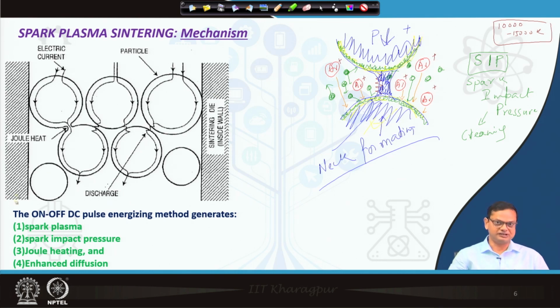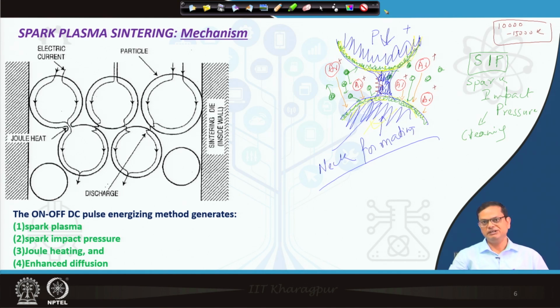Now, the process has been mentioned here as well. It leads to creation of spark plasma, and then I have mentioned spark impact pressure, that phenomenon takes place. There will be a certain amount of Joule heating also. Once there is neck formation like this, then there will be Joule heating only. And as I mentioned, there will be enhanced diffusion because of this surface cleaning and because of creation of a very thin molten layer.